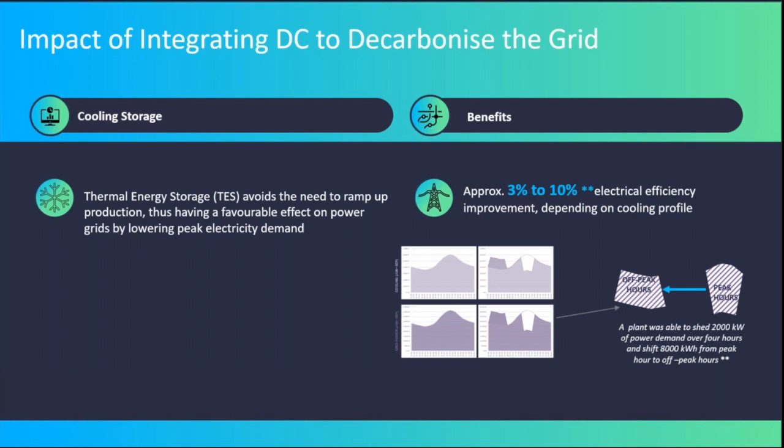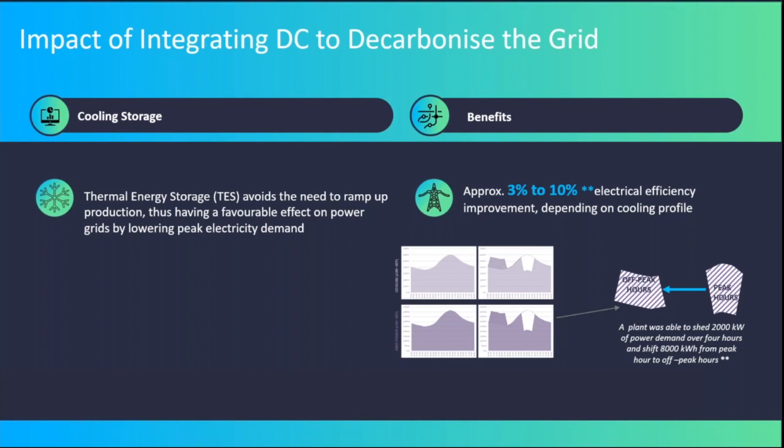And if we couple this with the district cooling system, we will avoid the ramp up of the power production, having a favorable impact on the power grids, lowering the peak, shifting basically the peak electricity demand.